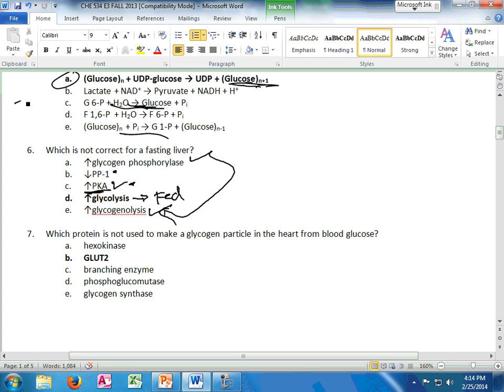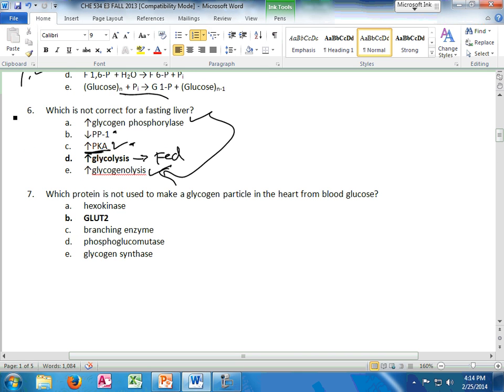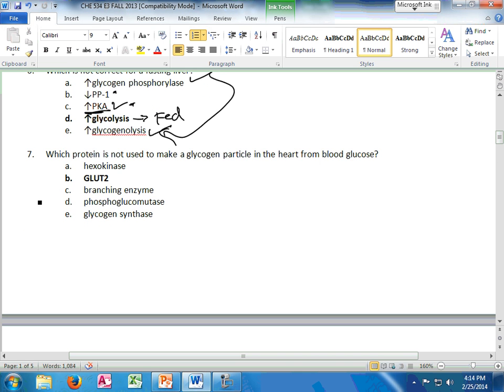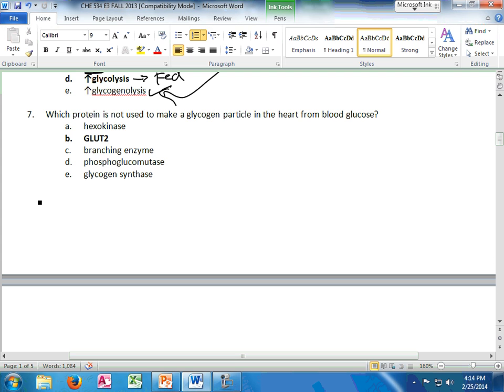I'm sorry, on the last one I had a slide for you. It's 26. I think that was all of the glycogen synthesis reactions. Make sure to know those really well again. Which protein is not used to make a glycogen particle in the heart from blood glucose? So this is talking about glycogen synthesis. So synthase will be used.